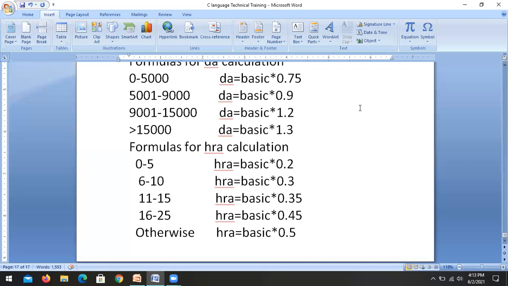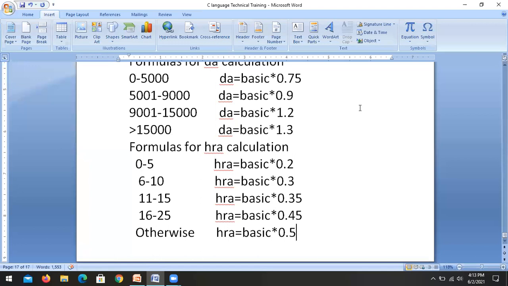So 5,000 is the first limit, up to 5,000. The value is 75%. Then 9,000 is the second limit, and the formula is 90%. 15,000 is the third limit, 120%. More than 15,000, 130%.